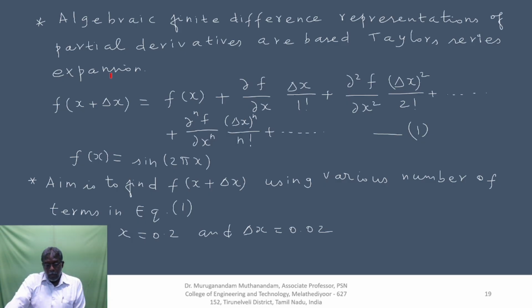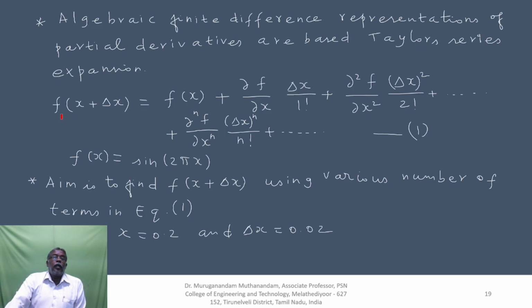As I told, the partial differential quantities in the reduced form of the governing equations have to be replaced with finite difference coefficients. How do you arrive at these algebraic finite difference coefficients? Based on the Taylor series expansion procedure.